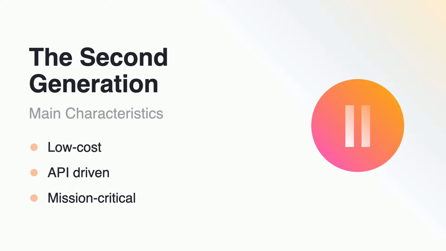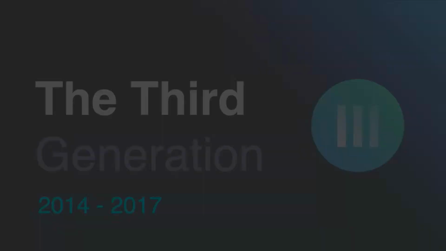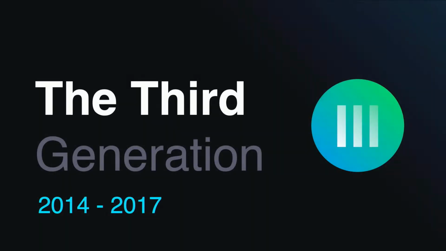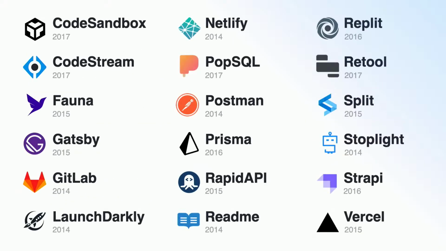Then the second wave came in, and now it was much cheaper. Now everything was API-driven, and it started to become this mission-critical workload that you couldn't just survive without. Auth0 came in, Algolia, Stripe, Elastic, and so many others. Then the third generation came in, and now things started to become even more serious, and it was just so easy to integrate. Everything was plug and play, right? If you wanted to use Retool, you just get started, you're done. Netlify, Vercel, all of these companies, they opened the door to something that was really magical.